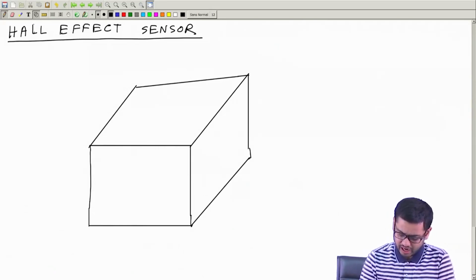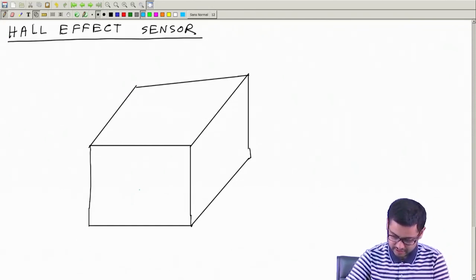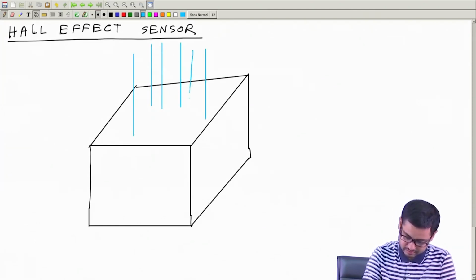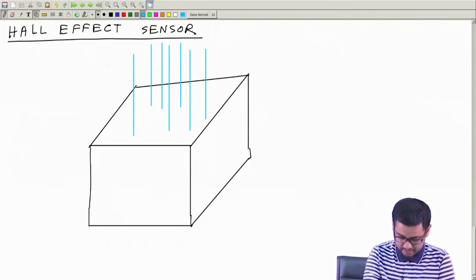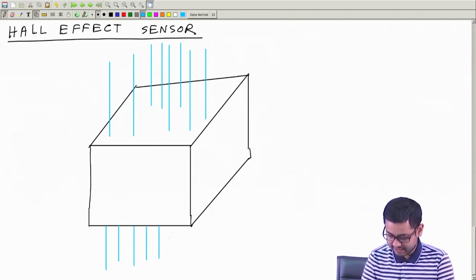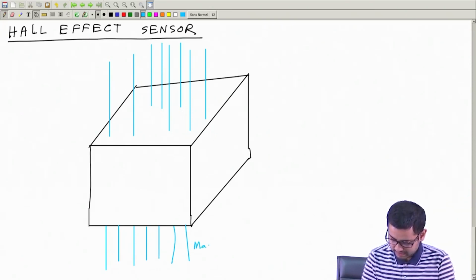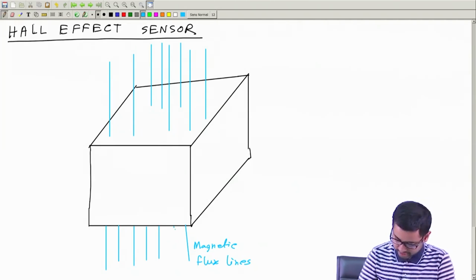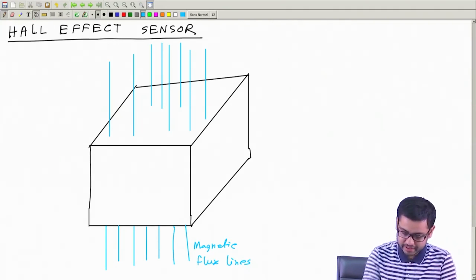and what I do is I have this block in a magnetic field, and say the magnetic field is in this direction. Let's take the magnetic field as vertical like this. They continue through this block, although I am not drawing through the block, but they continue. These are continuous magnetic flux lines, and they can be upwards or downwards. Either is fine for now.